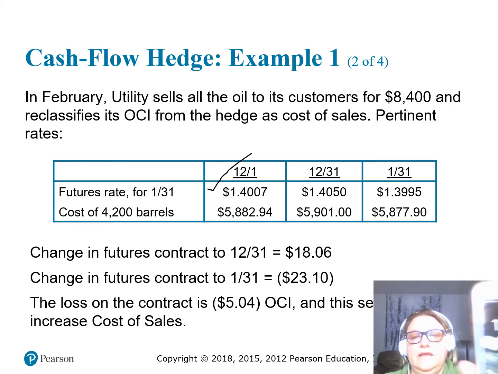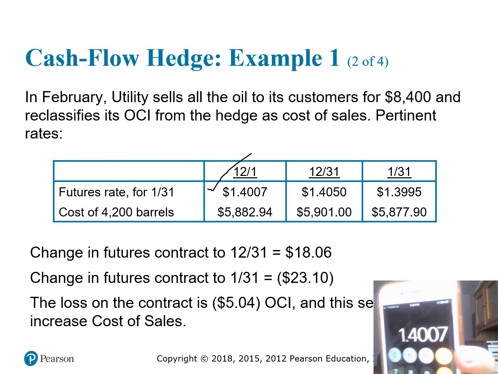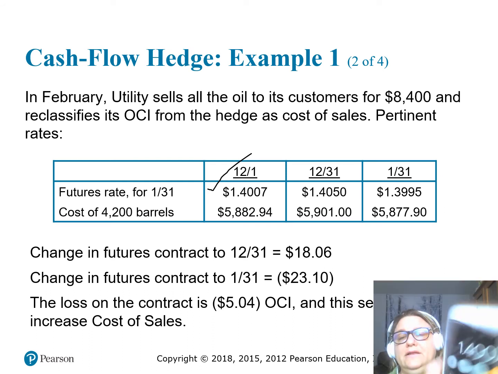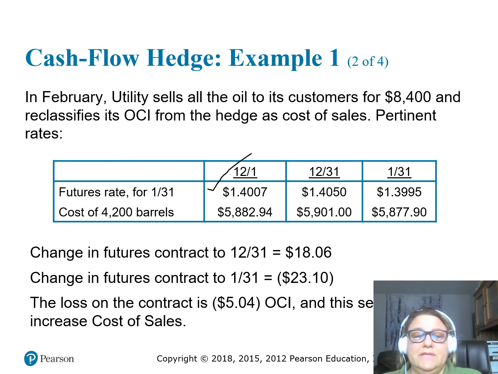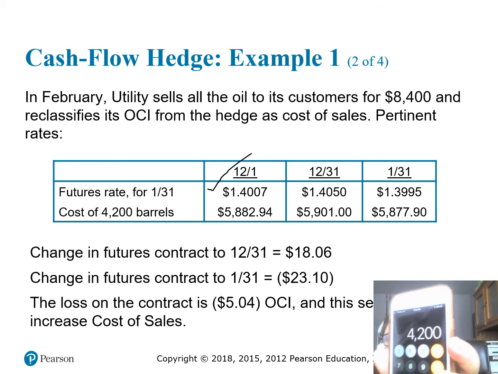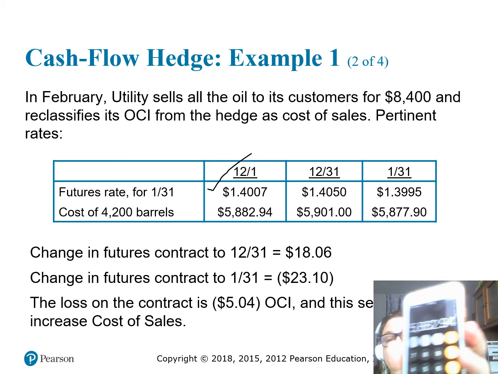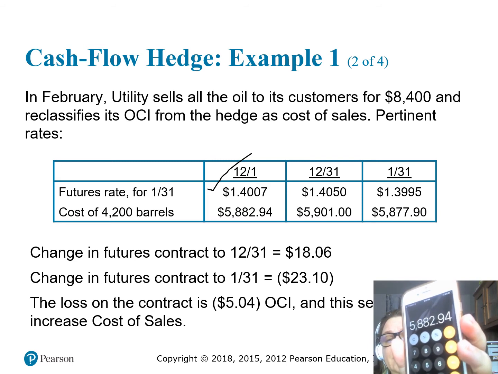Right here, we'll multiply it, use a multiply, times the amount of 4,200. Okay, and that's where we're getting our 5882.94. We just multiply it out.